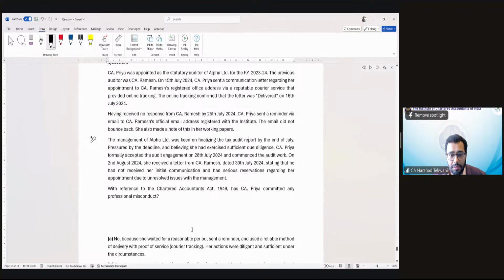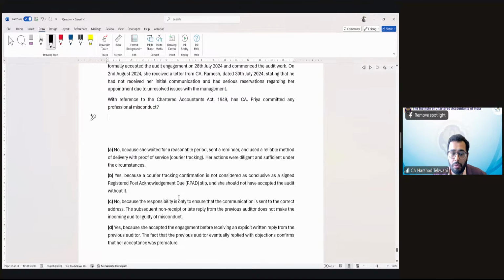You have communicated. Now the point is that the initial letter was not received, but here it was delivered. Plus, it was delivered to the registered office address, not some other office address. Plus, it was the official email ID. In this scenario, CA Priya is not liable for professional misconduct. She has not committed any professional misconduct. So the answer will be no. So options B and D are incorrect. We need to understand which is the correct option from A and C.